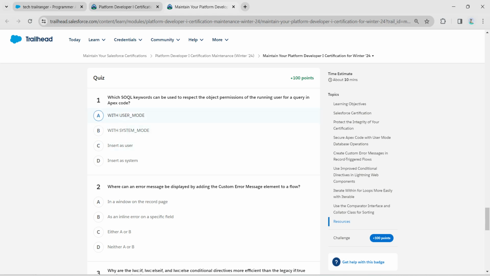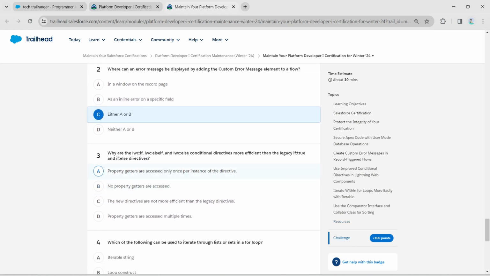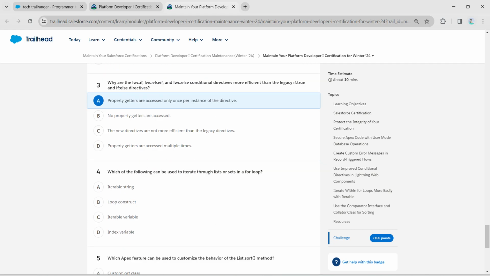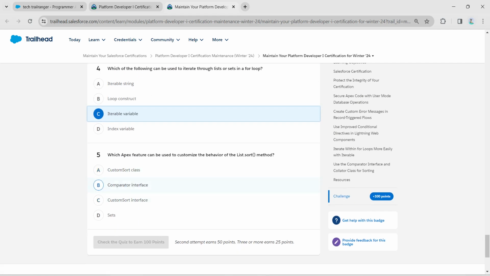So with user_mode would be the answer for our first quiz, followed by either A or B, followed by property getters are accessed only once per instance of directive, followed by iterable variable, and comparator interface would be the answer for our fifth quiz. Let's check the quiz now.